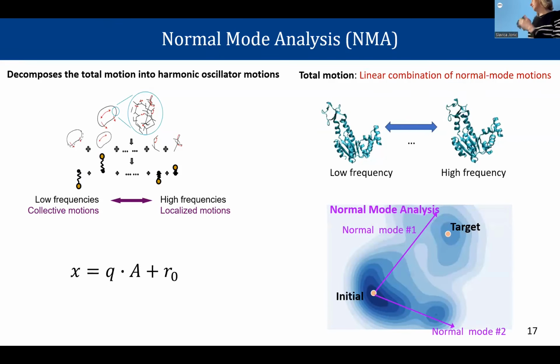In normal mode analysis, what you do is go very fast, because you have calculated, for example, different normal modes that are the directions in which you can go, and then you just sum up these directions. Of course, you need to know the amplitudes, so this is not that easy. But if you knew the amplitudes, it would be very easy to go very fast from this state to this state.